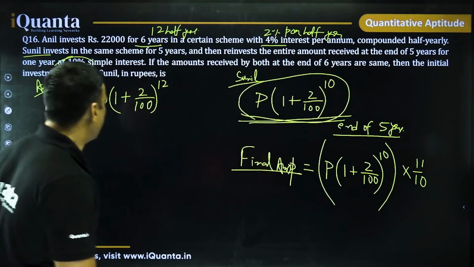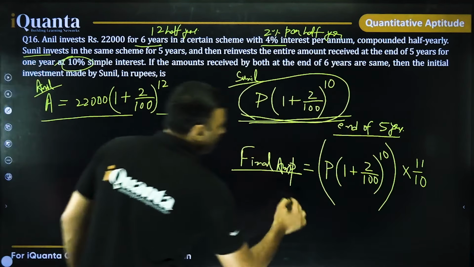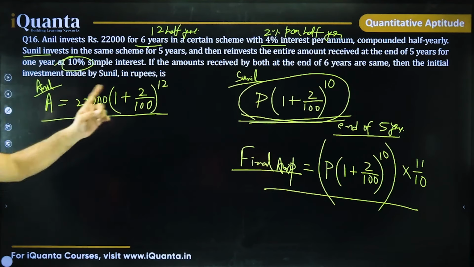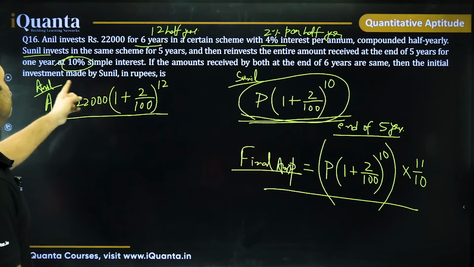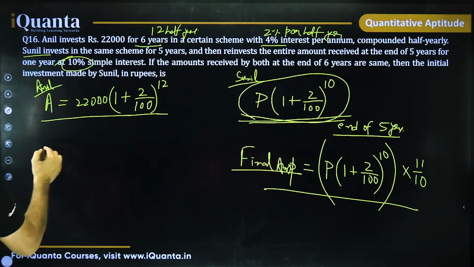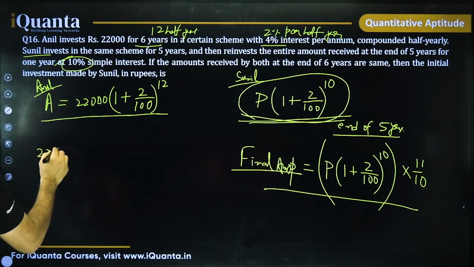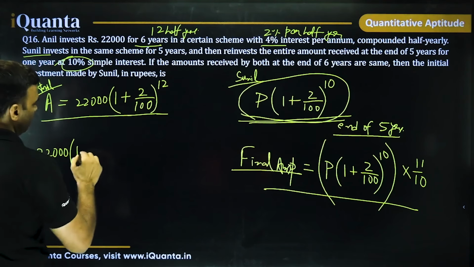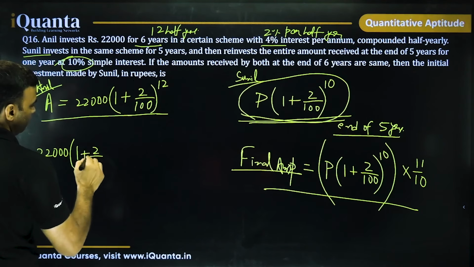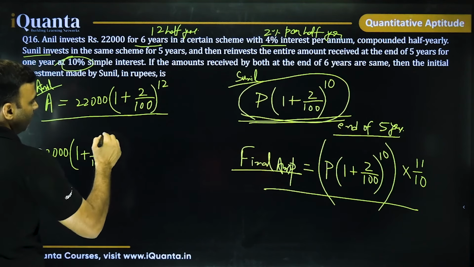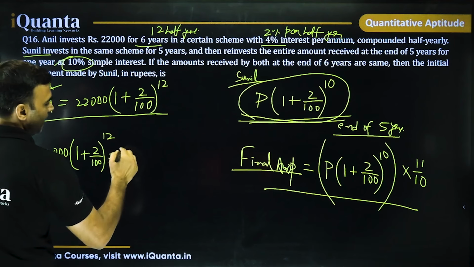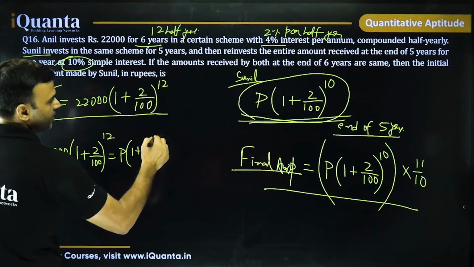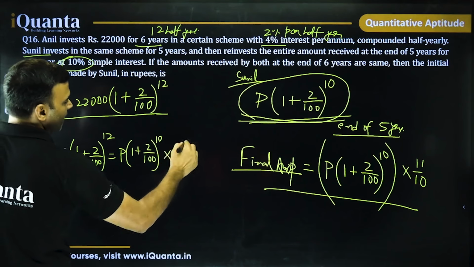These are the two amounts, this one and this one. So these are the final amounts and they should be equal. That is what the question is saying, they are the same as the initial investment made by Sunil. So equate it. So 22,000 into (1 plus 2 by 100), let it be first of all, to the power 12 is equal to P into (1 plus 2 by 100) to the power 10 into 11 by 10.